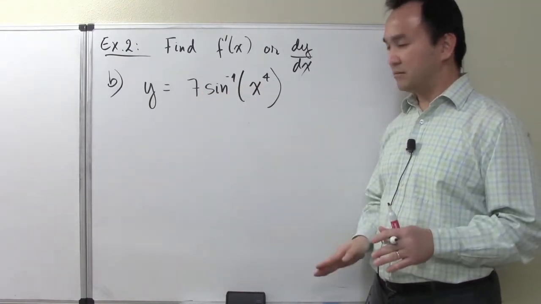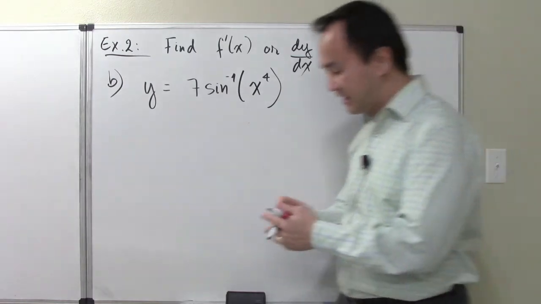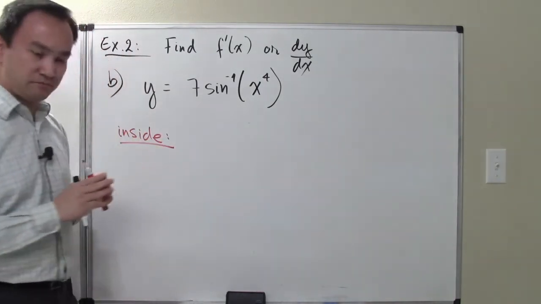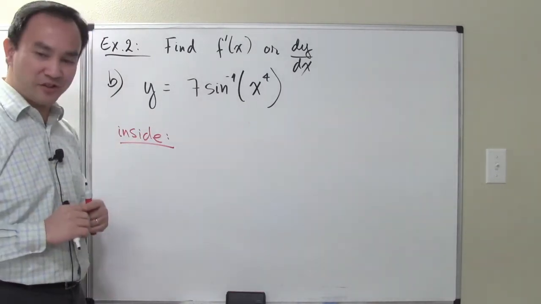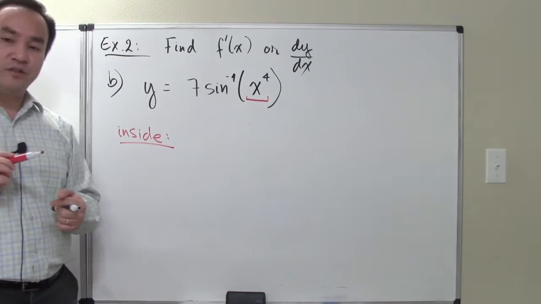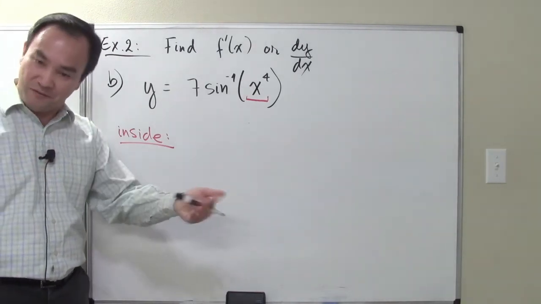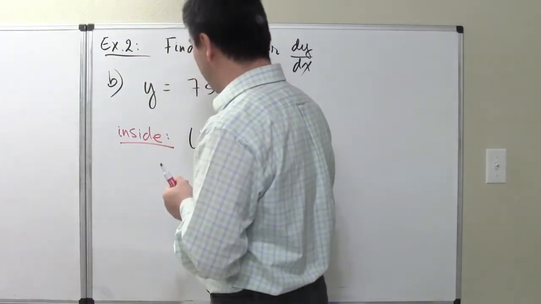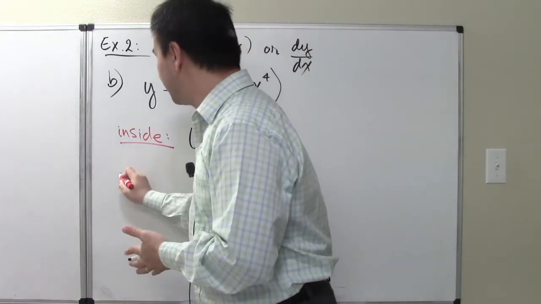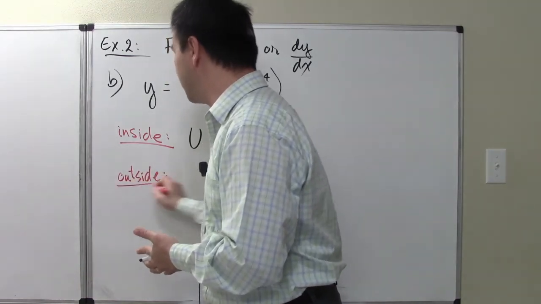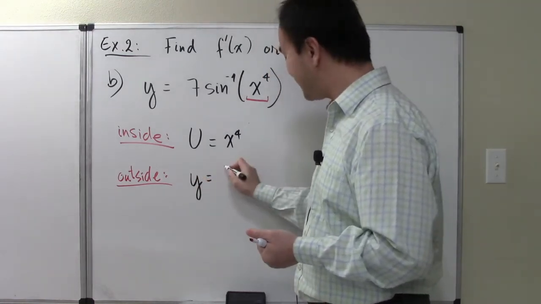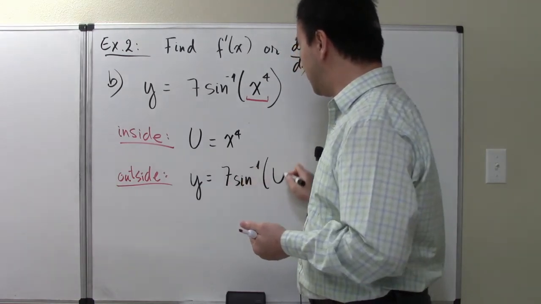And so this problem, just like the earlier example, what I see here is that we are going to have an inside function. Like I said, really there are no right or wrong inside functions to be chosen, but here I highly recommend choosing the x to the fourth inside of our inverse sine function to be the inside function. So now a big U can be x to the fourth, and once we substitute away the x to the fourth, everything else that remains in terms of the new variable is regarded as the outside function. So now our outside function appears as follows: y equals 7 sine inverse of u.